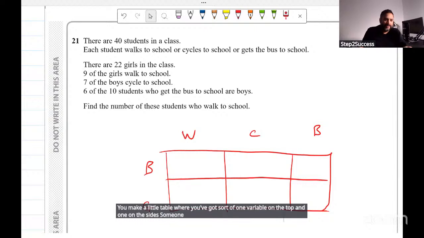Someone's asked me a question that I've missed. This is a non-calculator paper. It is indeed. This is a paper one.